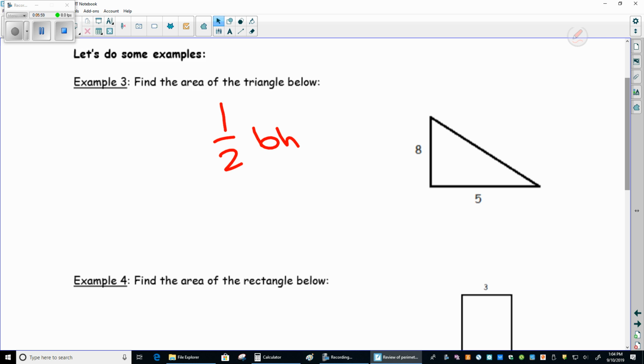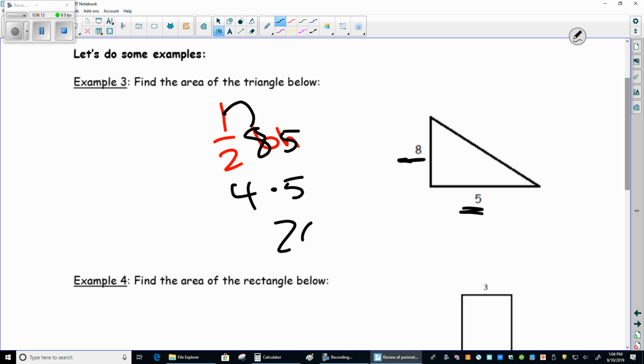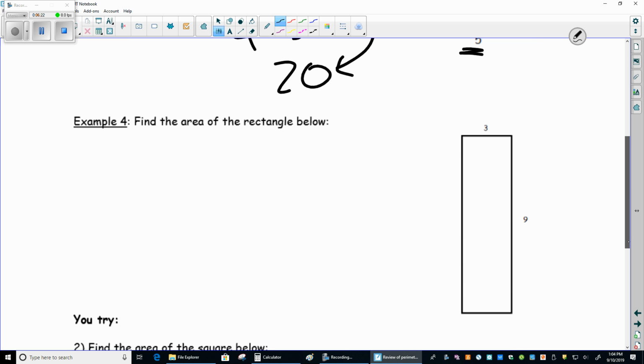Yesterday we sort of touched that you really can put this 8 or this 5 anywhere. The order doesn't really matter. I'm going to put the 8 right there to take half of 8 and get 4 times 5 is 20. You obviously could have done 8 times 5 and gotten 40, and then went half of 40 to get 20 like that. Doesn't really matter.